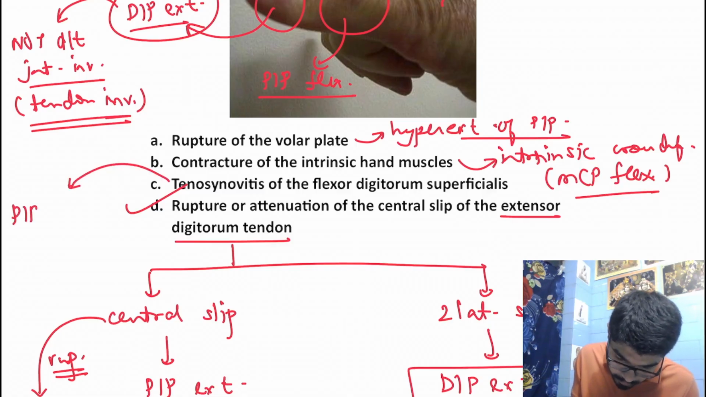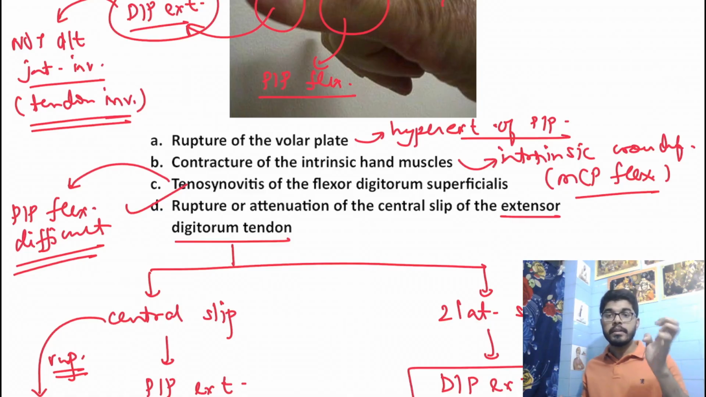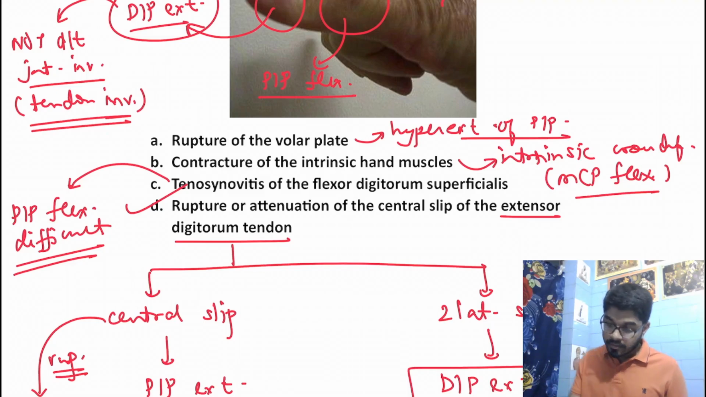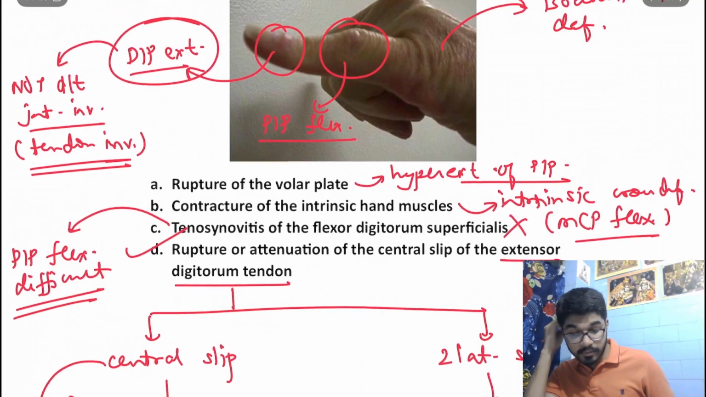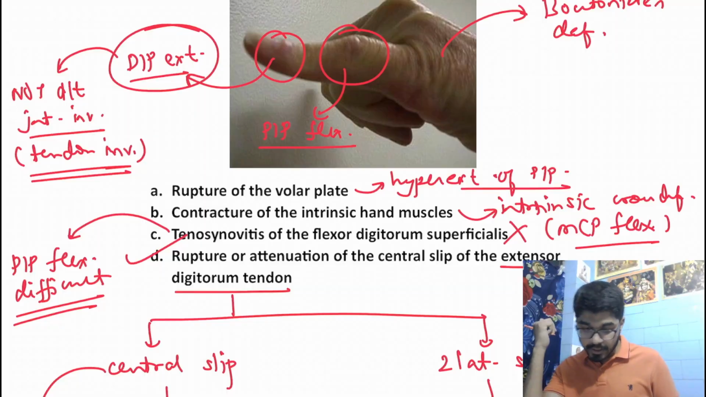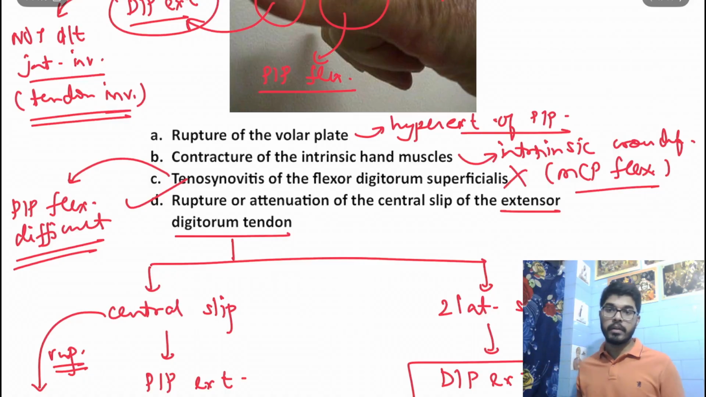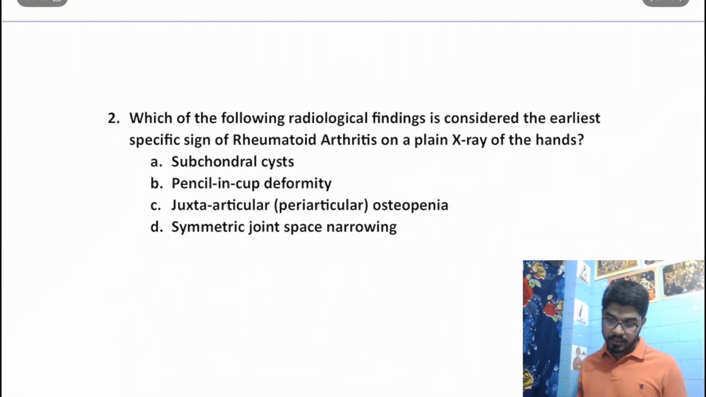And tenosynovitis of the flexor digitorum superficialis. Over here, your PIP flexion would become difficult, because the flexor digitorum superficialis tendon is involved. So again, this won't be an answer because we are getting a flexion deformity. How can a flexion deformity be there if the flexor tendons are involved? So our answer over here would be option D, rupture of the extensor digitorum tendon. Moving on to the next question.